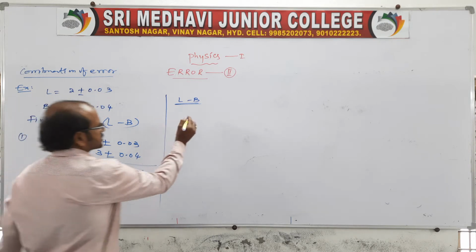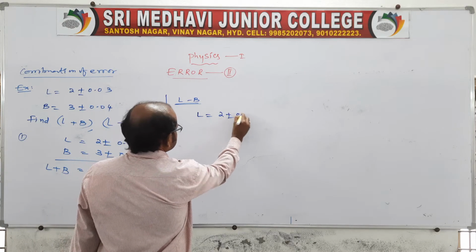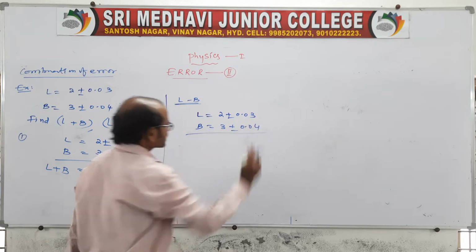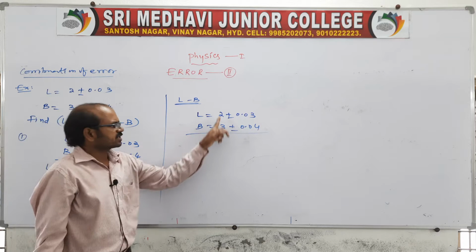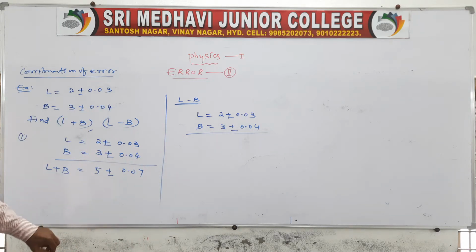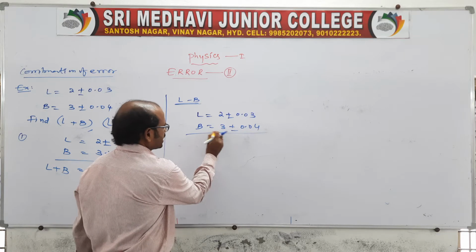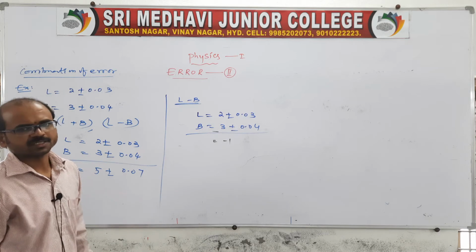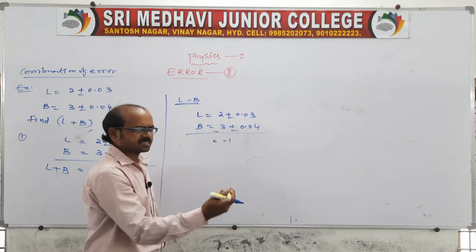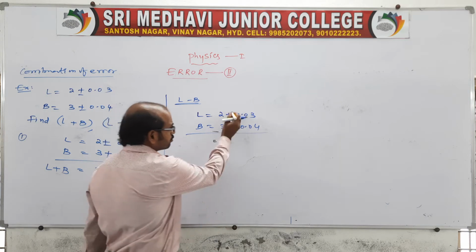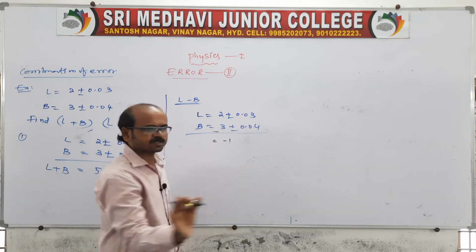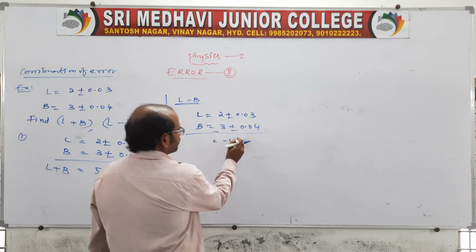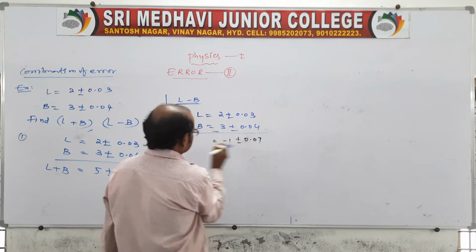Now we are taking the subtraction. L is equal to 2 plus or minus 0.03, and B is 3 plus or minus 0.04. While taking the subtraction, we can subtract these two values directly: 3 minus 2. Because it is a physical quantity, if we are getting a minus, you take only minus. But in this case, your absolute error is always positive, so you add only these values. You don't take a subtraction. So plus or minus directly 0.07. This is L minus B.